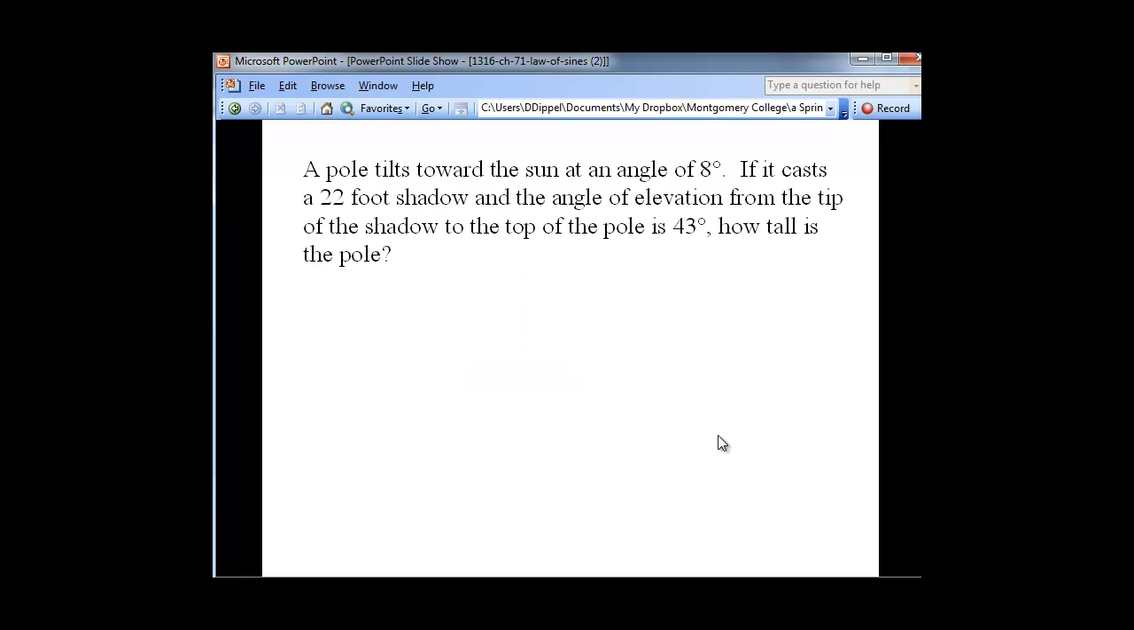Another example, suppose you have a pole tilting toward the sun, at an angle of 8 degrees. It casts a 22-foot shadow. We want to find out how tall the pole is. So we take our sun, and the pole is tilting toward the sun. If this is 8 degrees, then this is 98 degrees, because perpendicular would be 90, and it's toward the sun 8 more, so that's 98. Some other information: we know the shadow is 22 feet, and we know the angle of elevation, looking up from A, is 43.